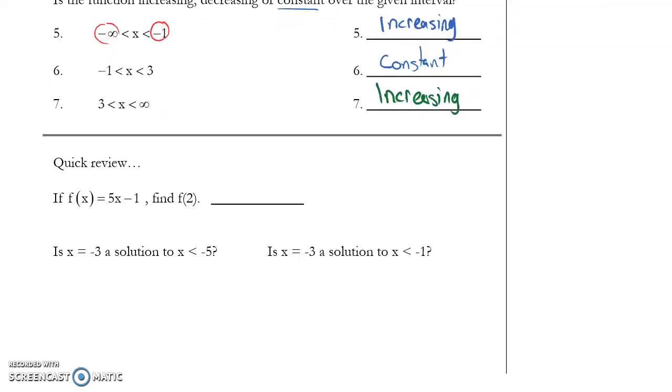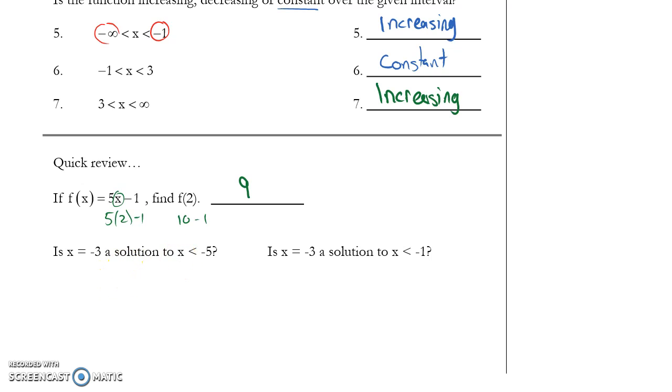Alright, at the bottom, just a quick review. This is going to come in real handy as we analyze these functions in function form. Go ahead and try to solve these three questions. Again, I'll do the first one with you though. F of x equals 5x minus 1, find f of 2. I'm putting 2 in for x. I'm checking 5 times 2 minus 1. That's 10 minus 1. F of 2 is equal to 9.